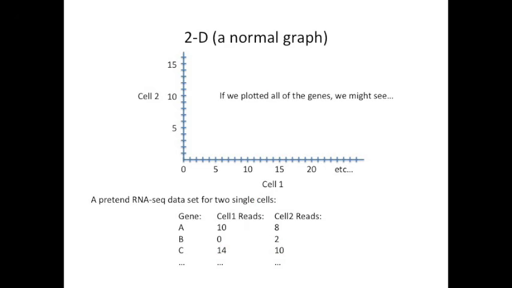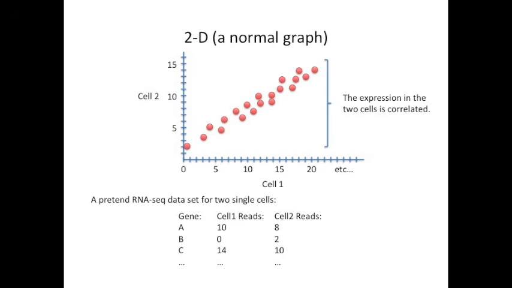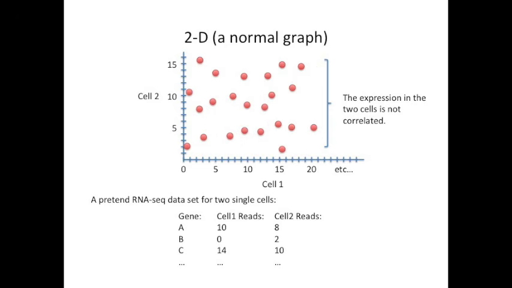If we plotted all of the genes, we might see something that looks like this. Here, we see that the expression in the two cells is correlated, meaning genes that are highly transcribed in cell 1 are also highly transcribed in cell 2, and genes that are lowly transcribed in cell 1 are also lowly transcribed in cell 2. Or we might see that the expression in the two cells is not correlated, meaning if a gene is highly transcribed in cell 1, that doesn't tell us anything about whether it's highly or lowly transcribed in cell 2.